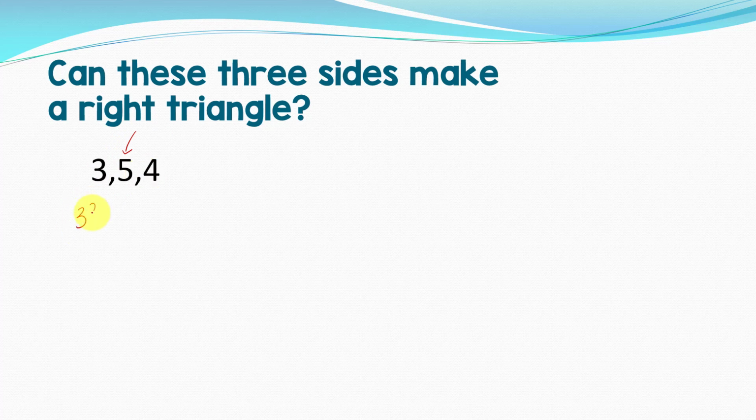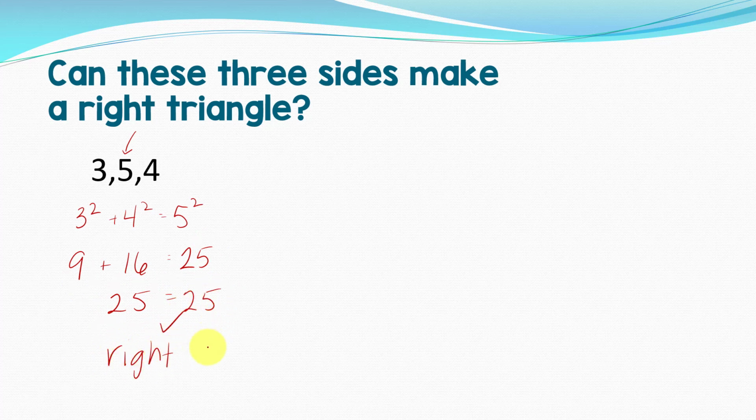So I'm going to say 3 squared plus 4 squared equals 5 squared. 3 squared is 9, 4 squared is 16, 5 squared is 25. 9 plus 16 is 25, equals 25. So I can say yes, this is a right triangle because the Pythagorean theorem was true.